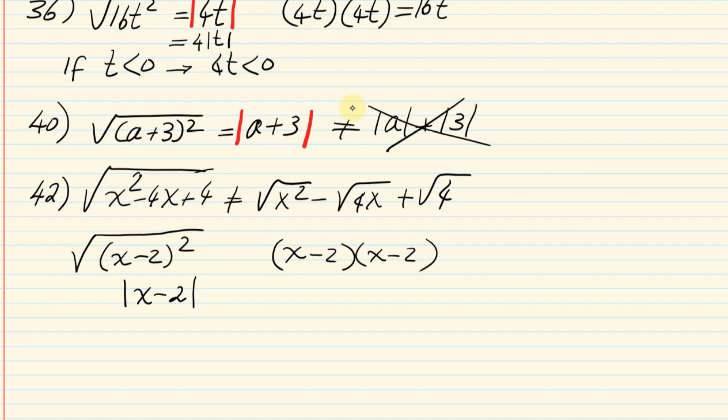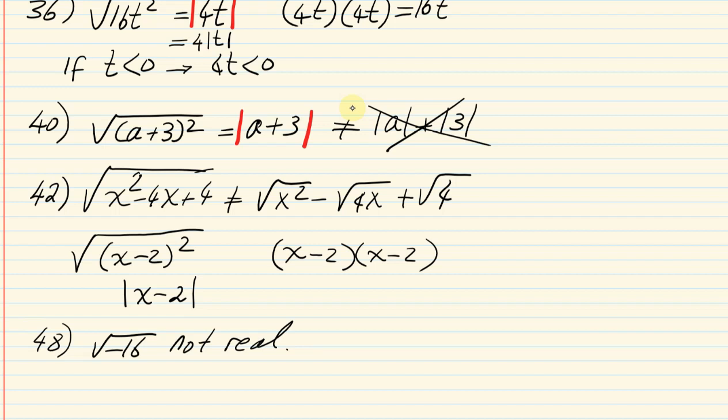Now something like, for example, number 48: the square root of negative 16. What do you think about that one? We cannot simplify this, right? So this one we're just going to say not real. It cannot be simplified.